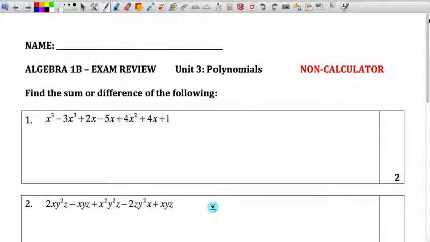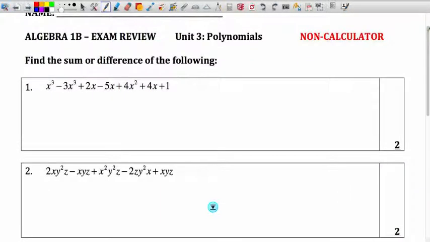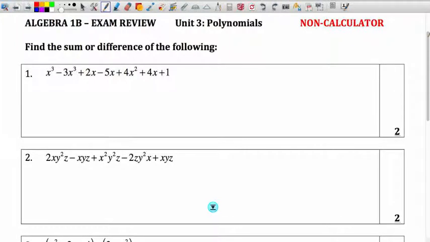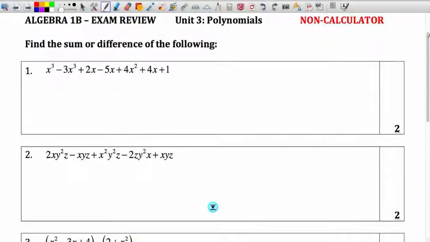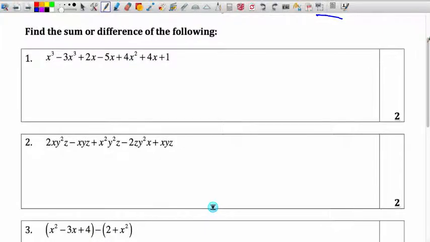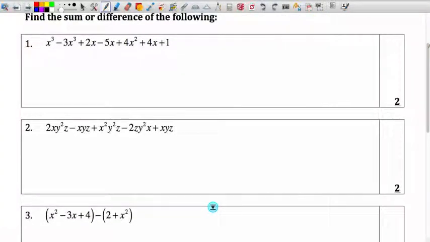Okay, so this is the last of the three solutions videos. This is on the polynomials. I'm going to go pretty quickly through this because it's the most recent unit we've done, and also because I'd like to try and get this as the last video and wrap this up in 15 minutes. This is all going to be on the non-calculator, so no TI Inspire for any of these.